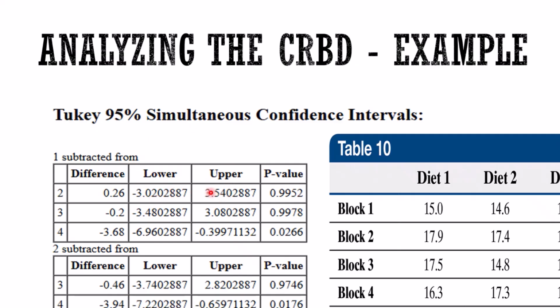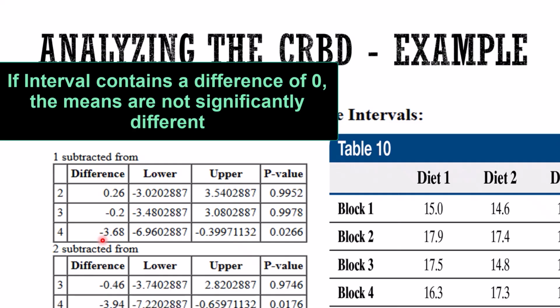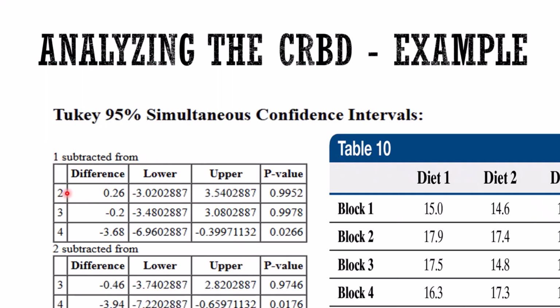That means there's no difference between diet 1 and diet 2. This interval contains a difference of 0, therefore there's no difference between diet 1 and diet 2. Let's look at diet 1 and diet 3. The lower end of the interval was negative 3.4 and the upper end was positive 3.08. Again, one side negative, the other side positive, contains a difference of 0. That means there's no difference between diet 1 and diet 3.